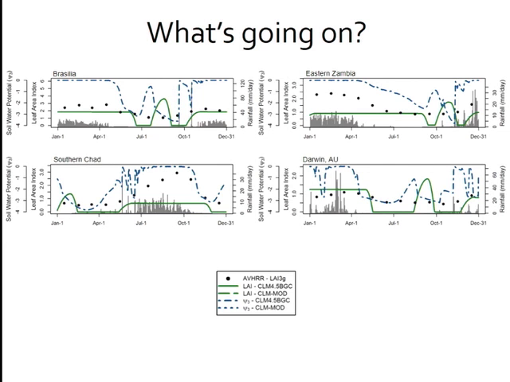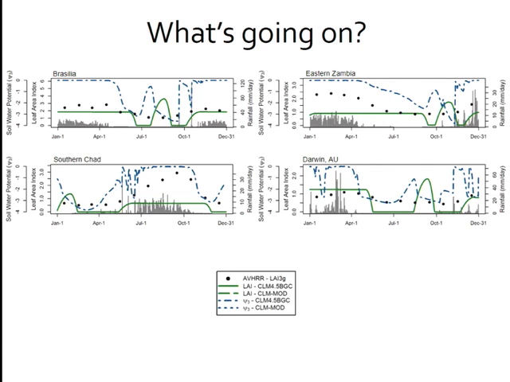Once the top of the soil gets really, really dry, water starts wicking up from an infinite aquifer. That's how the model works. And so it gets wet, even though it's really dry. So there's no rainfall. We thought that was weird.